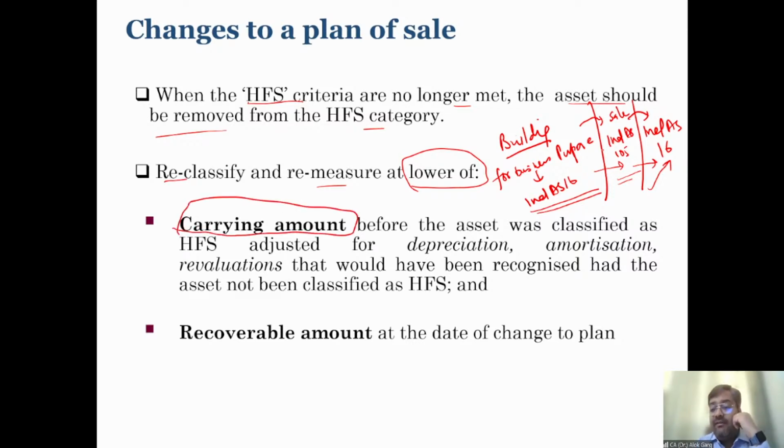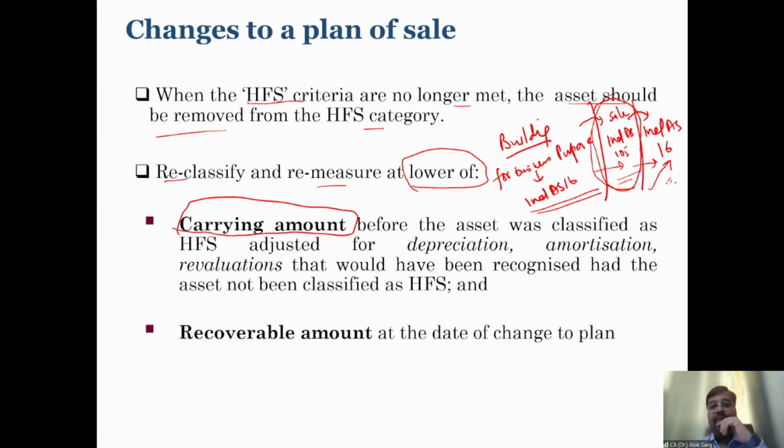If this asset was never classified as held for sale, this middle column would not have been there. Then what is the carrying value as on date? What is the carrying value on the date of classification? Carrying amount before the asset was classified as held for sale, adjusted with depreciation, amortization, revaluation that would have been recognized had the asset not been classified as held for sale, right?